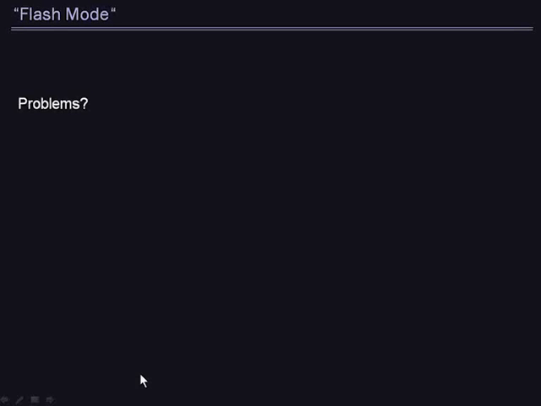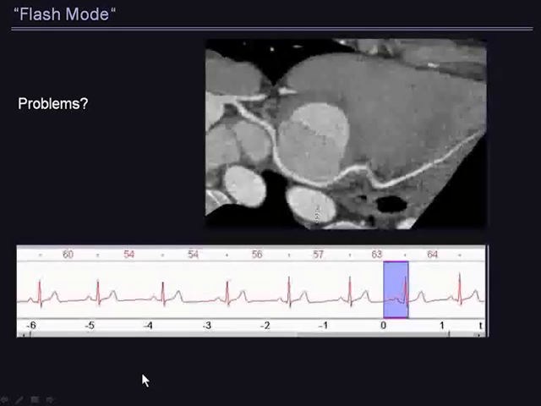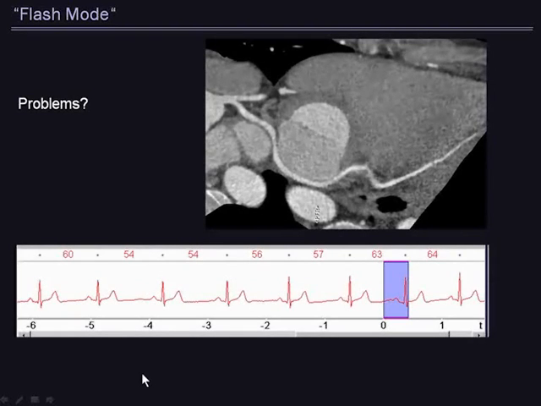Are there problems with the flash mode? Yes, as I indicated before, this is not a scan mode for every patient. A stable heart rate is necessary. If heart rate changes just before the acquisition, the scan mode has problems and it can result in a little bit of motion artifact. The reason for this is that the table has to move very fast and it has to accelerate over about 3 seconds.